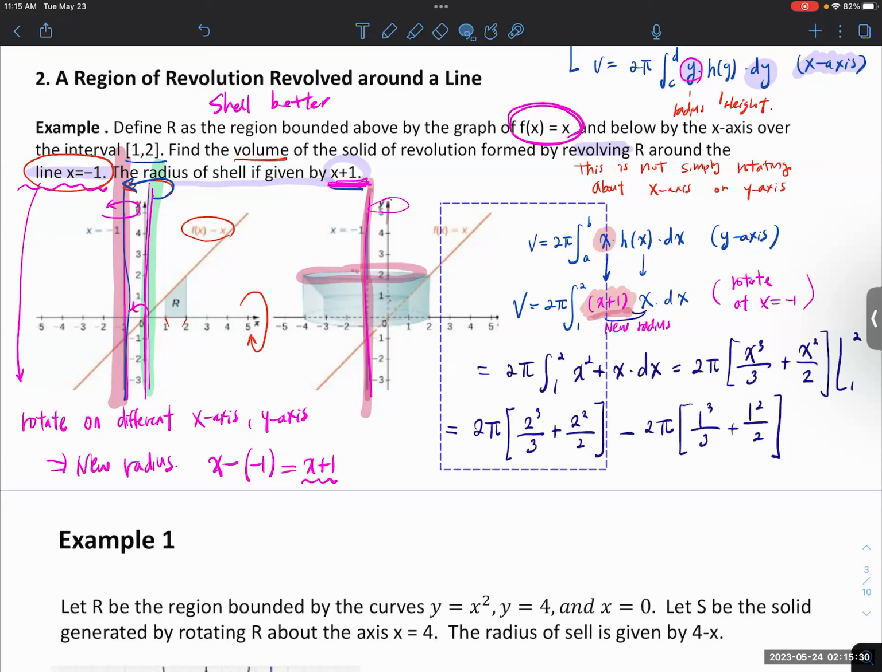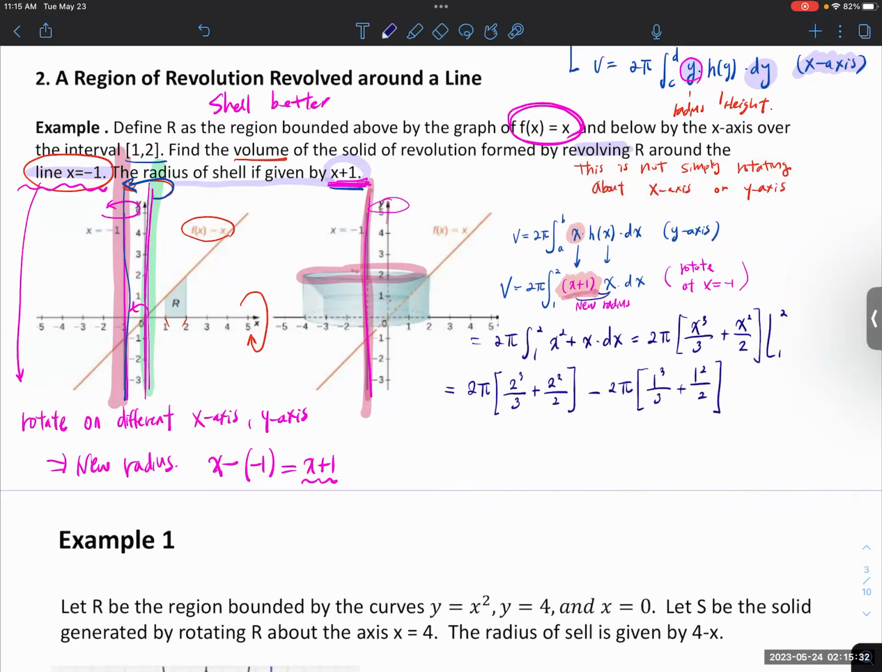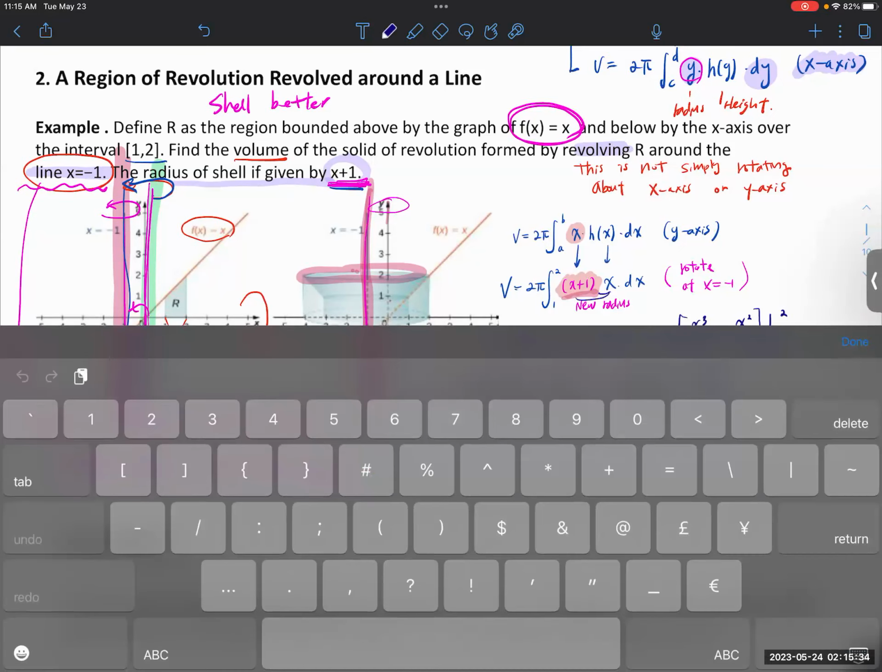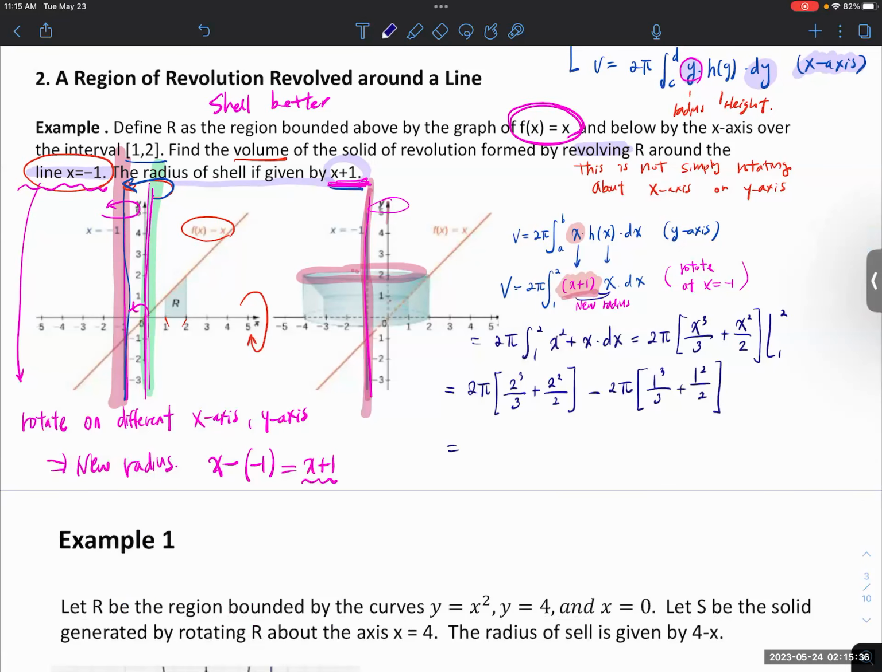So once you do that work, you're going to have 2 pi, 8 over 3 plus 4 over 2, minus 2 pi, 1 over 3 plus 1 over 2. So calculate it. You should get around 23 pi over 3. So this is the volume when you rotate the function about x equal to -1.